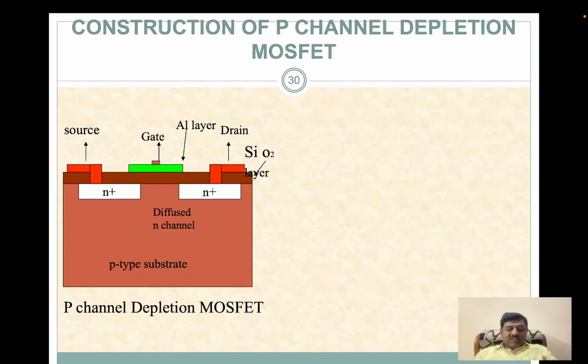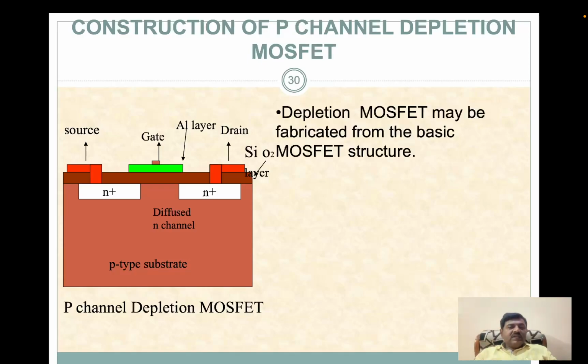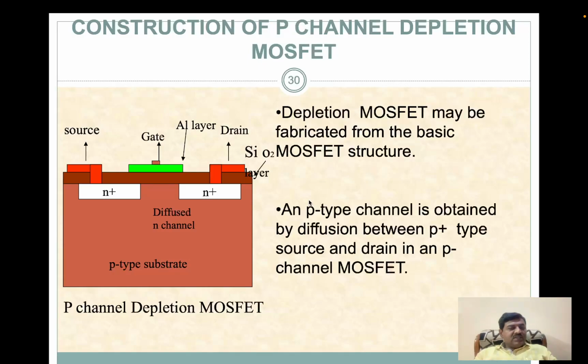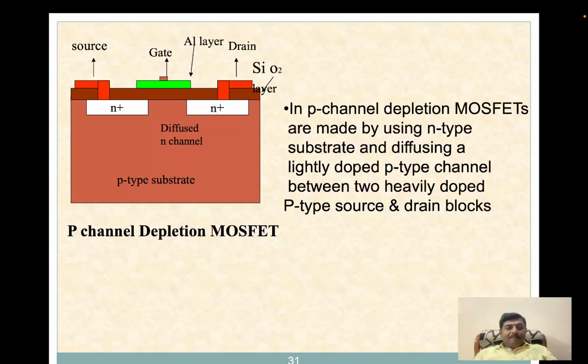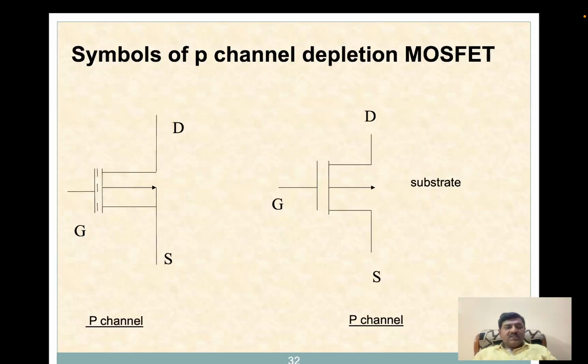So coming to the construction of this particular P channel depletion MOSFET. Depletion MOSFET may be fabricated from the basic MOSFET structure. A P channel is obtained by diffusion between P type source and drain in a P channel MOSFET. P channel depletion MOSFETs are made by using an N type substrate and diffusing a lightly doped P type material, which will act like a source and a drain block. These are the symbols of P channel depletion MOSFET, where you can see the arrow pointing towards the outside.